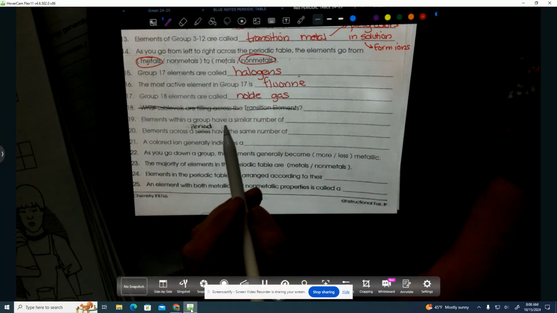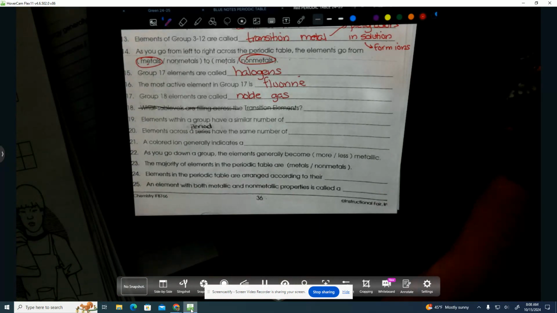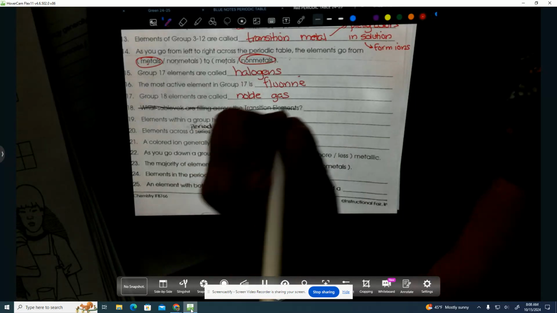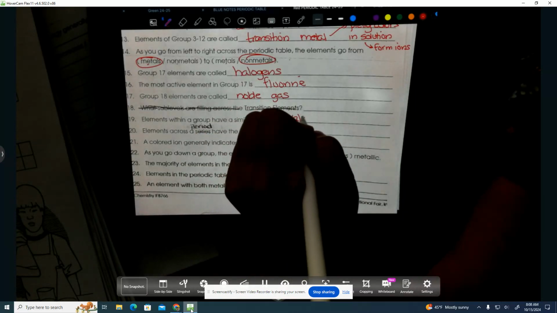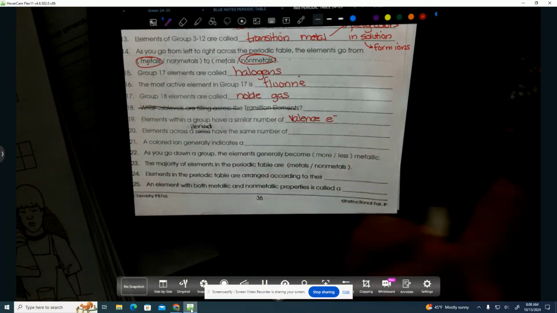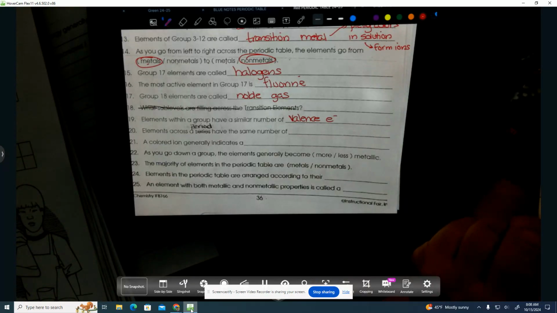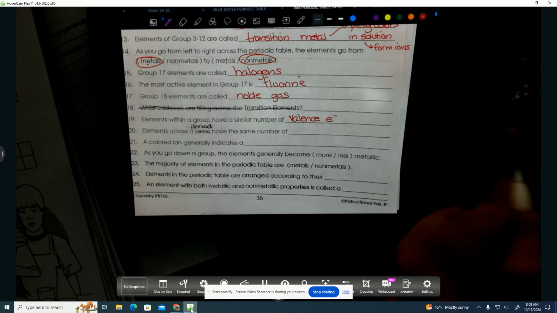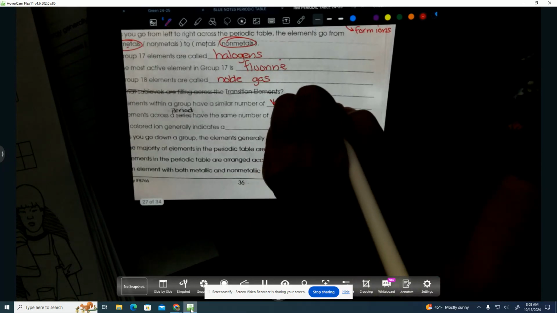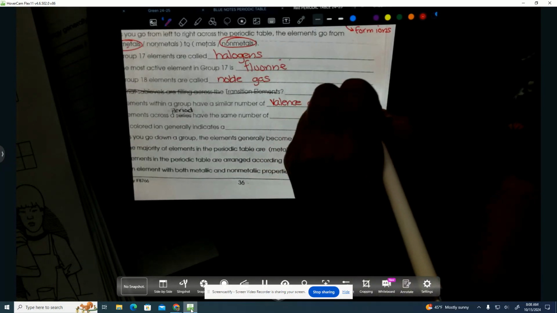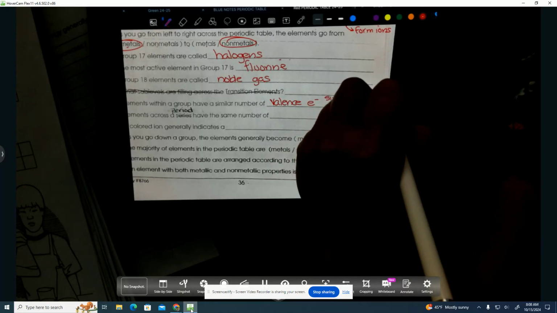Elements within a group have a similar number of, so if they're in the same group, what do they have the same number of? Valence electrons. And what does that do for them? Makes them have similar chemical properties. You guys awake this morning? Similar chemical properties.